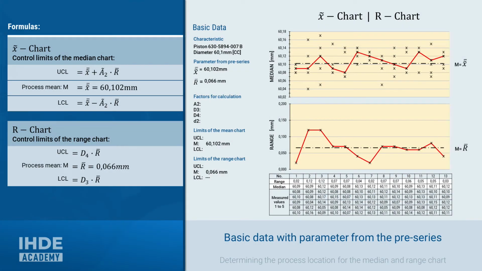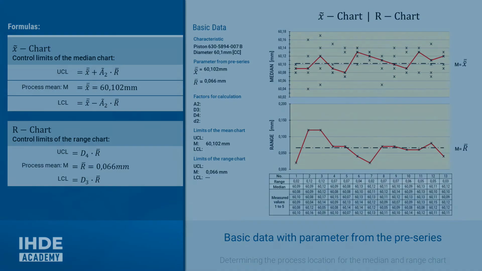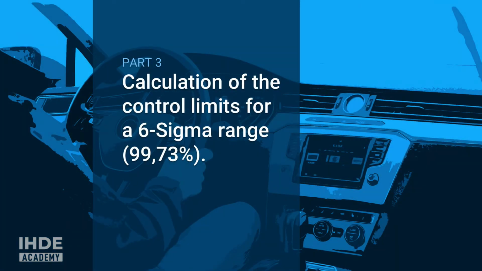So, with that, we have determined the two required parameters, process mean and range, from the pre-series. Both values, 60.102 and 0.066 mm, have been entered into the table and control charts. Both are a part of the further calculations which we will carry out in the next chapter. In this chapter, the control limits for the median chart and the range chart are calculated, both for a Six Sigma range.